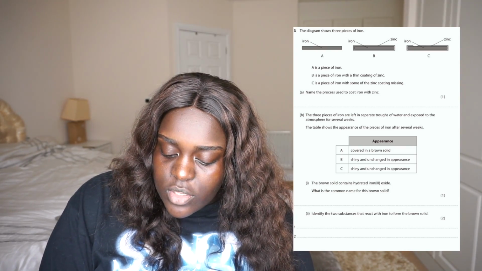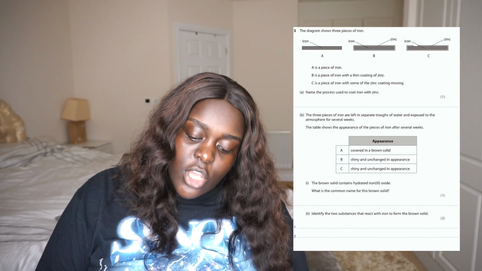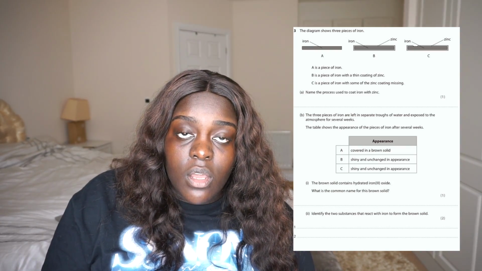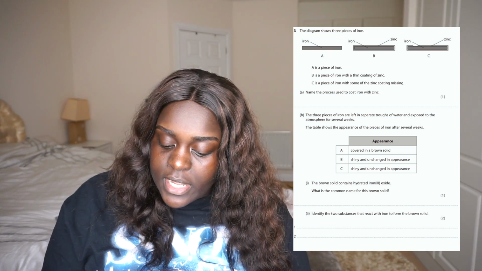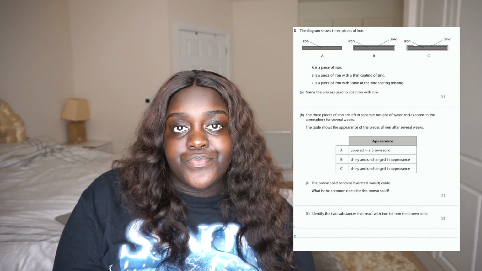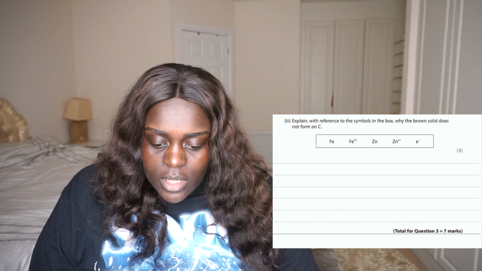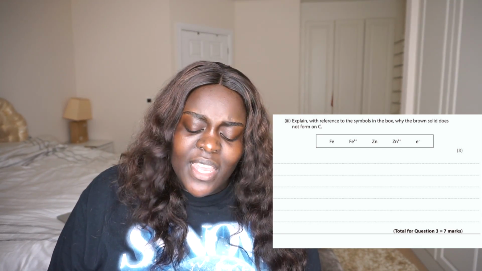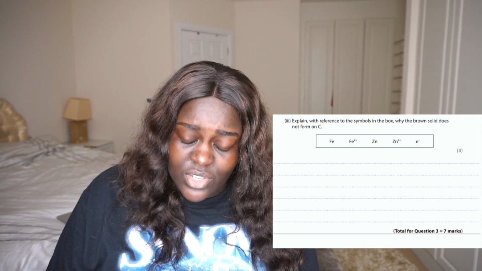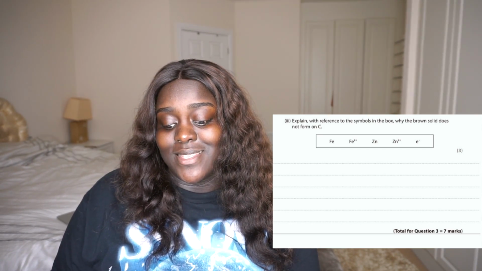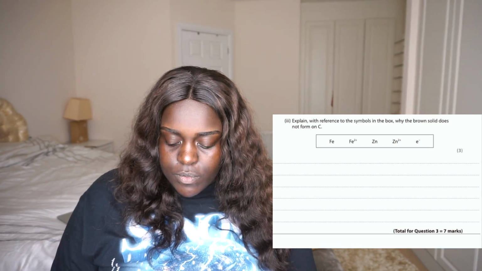So it says the brown solid contains hydrated iron oxide. To me, hydrated screams water, so I think one of them is going to be water. And oxide, the other one's going to be oxygen. So my issue with this is they've given me elements and things with charges and I don't know how to use them, so I'm just going to skip 3 marks.